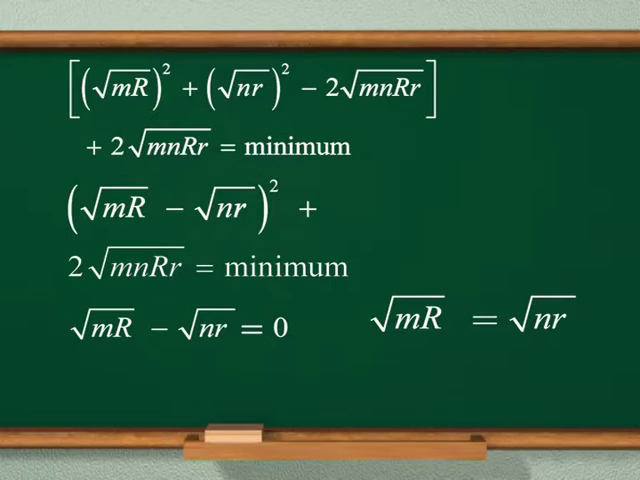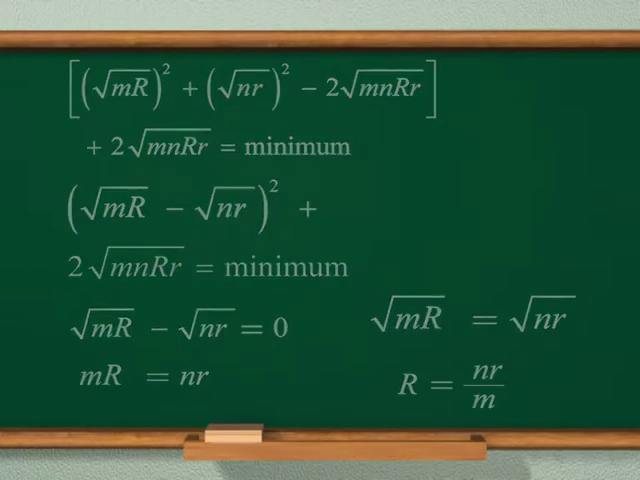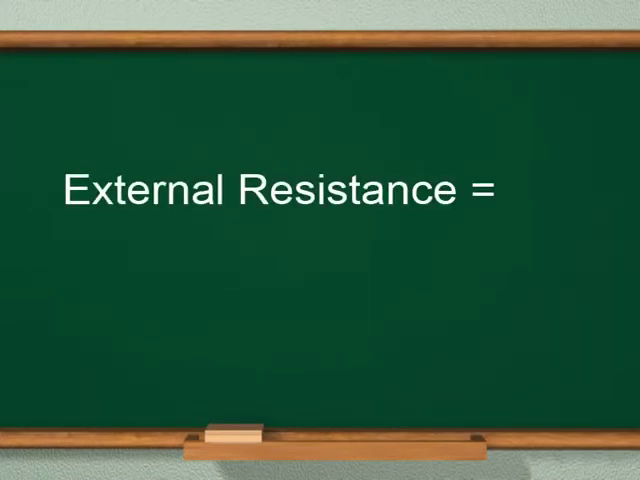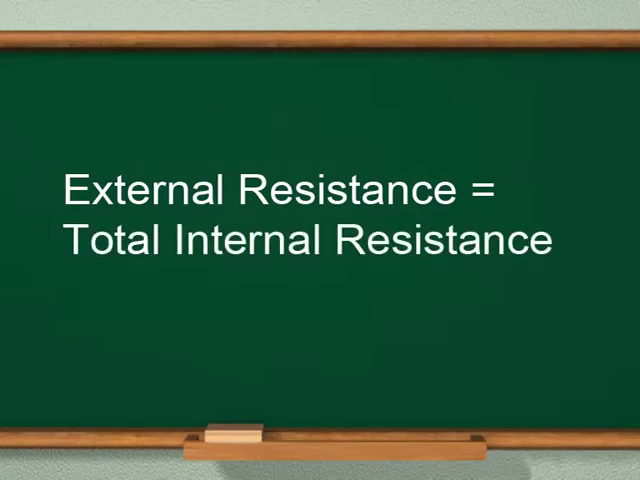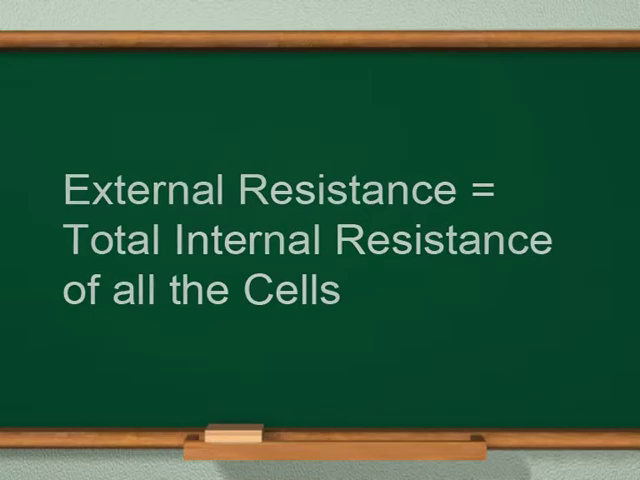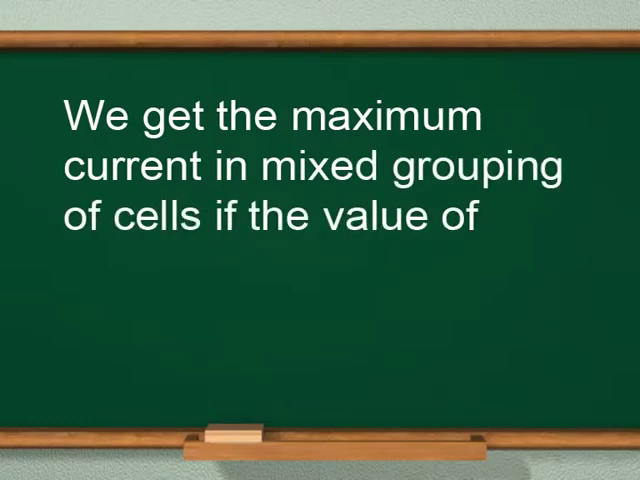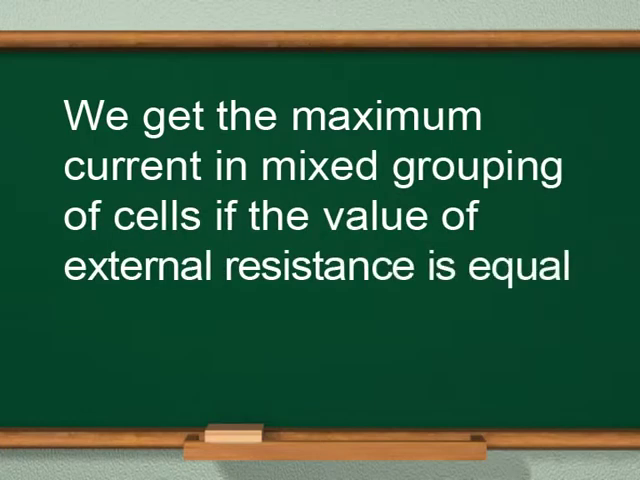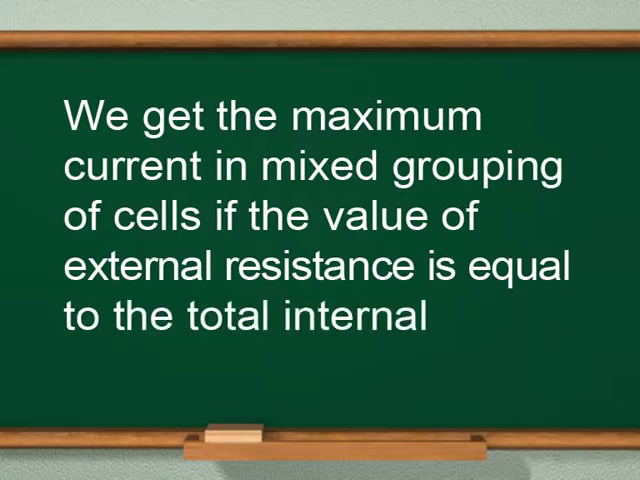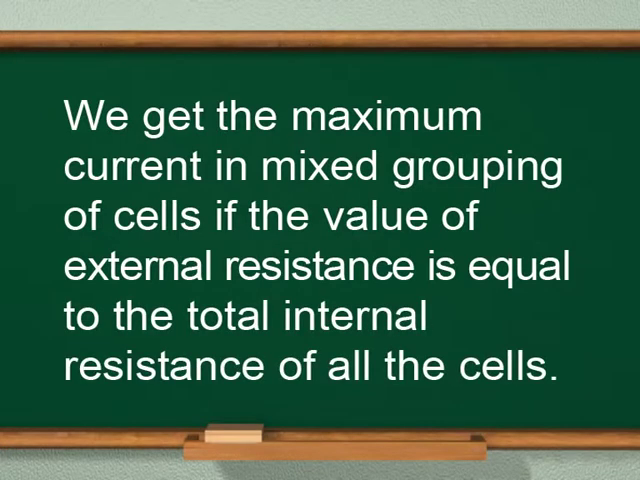It can also be said that mR is equal to nr, or the external resistance R is equal to nr upon m. That is, the external resistance is equal to the total internal resistance of all the cells. Thus, we get the maximum current in mixed grouping of cells if the value of external resistance is equal to the total internal resistance of all the cells.